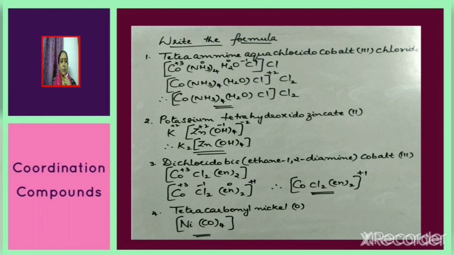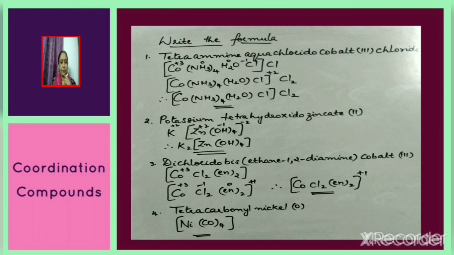Consider the third example, dichloridobis(ethane-1,2-diamine)cobalt(III). The oxidation number of cobalt is +3. 2 chloride ions are present as ligands and 2 en groups are present. Therefore, we can get the formula as [CoCl2(en)2]+.